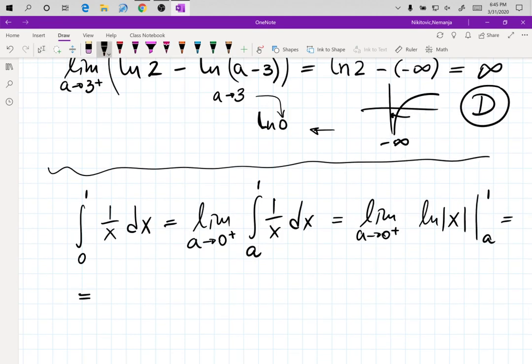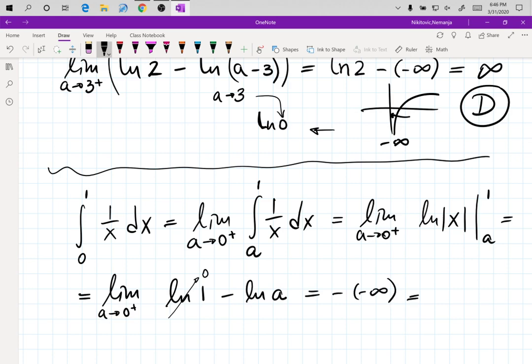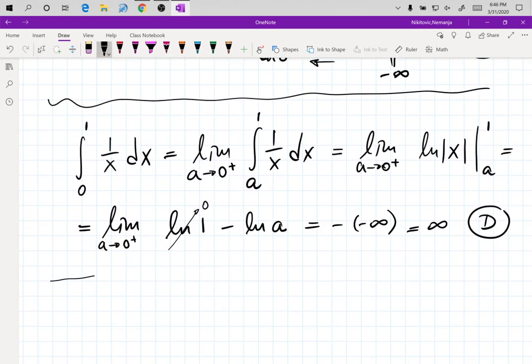And this is the limit a goes to 0 plus. You plug in ln of 1 minus ln of a. Ln of 1 is 0, so we don't have to worry about that. And you have negative infinity, which is positive infinity, which is divergent. I mean, we were not expecting anything else. The upper limit is just moved 3 units to the right, so we can't expect to get a non-infinite answer, right?